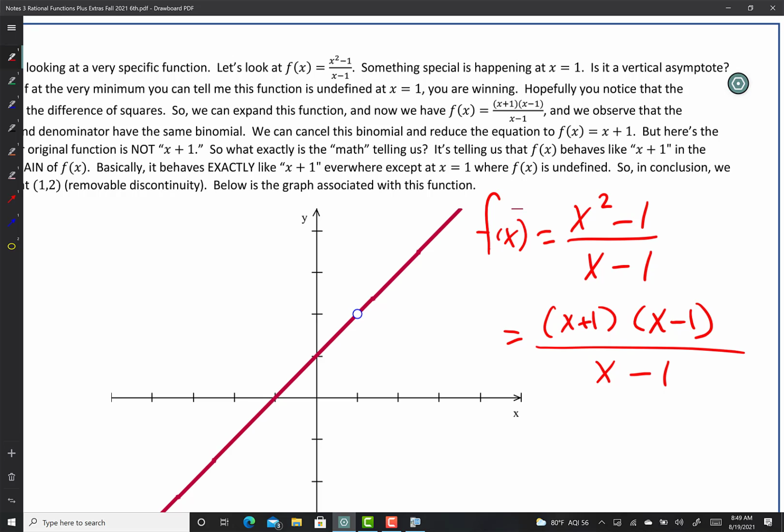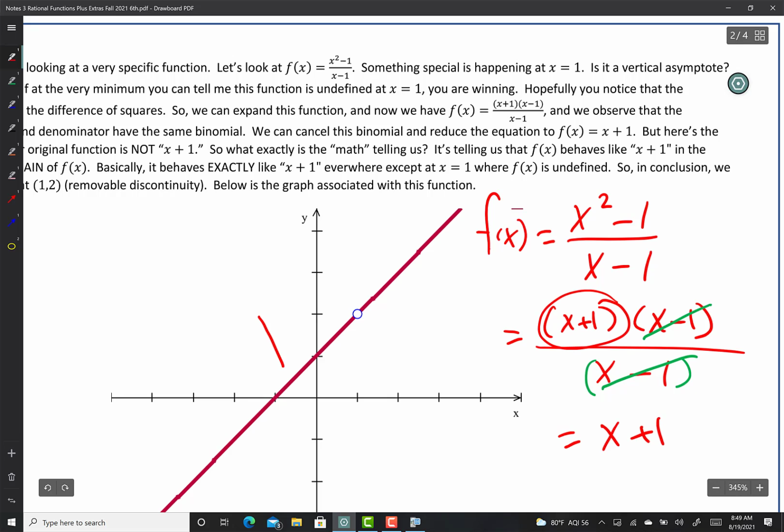Can we do that? And then from there, I would hope that you would tell me, well, I have a factor in the top that looks like the factor in the bottom, and I can delete those two. Now, my domain is all real numbers except 1. When you're graphing this function, you're going to graph x plus 1 because that's all you have. So this equation here is y equals x plus 1, but there's one big deal. What's the big deal, Chavez? Remember that x cannot equal 1.